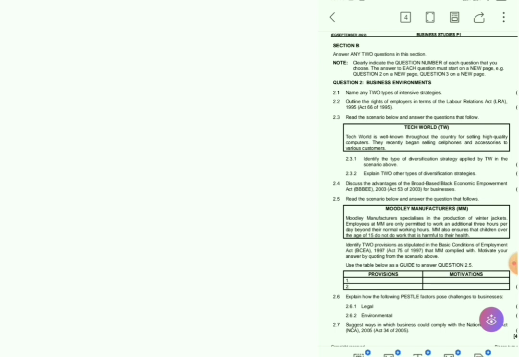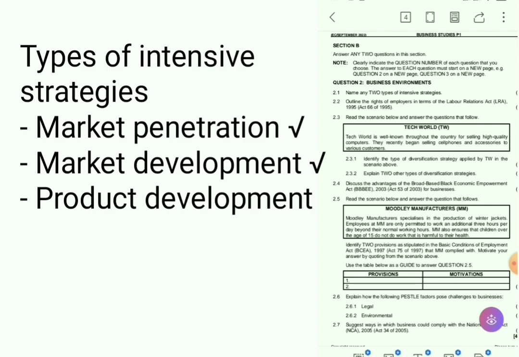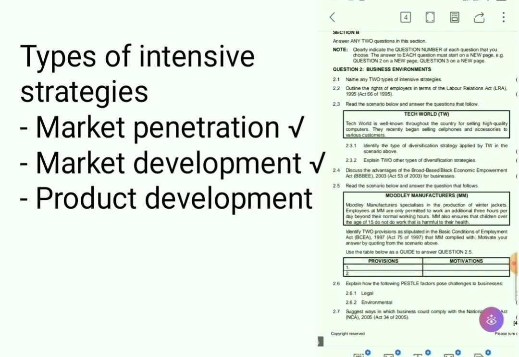2.1 Name any 2 types of intensive strategies. Two types of intensive strategies are market penetration, market development, and product development. I gave you three.